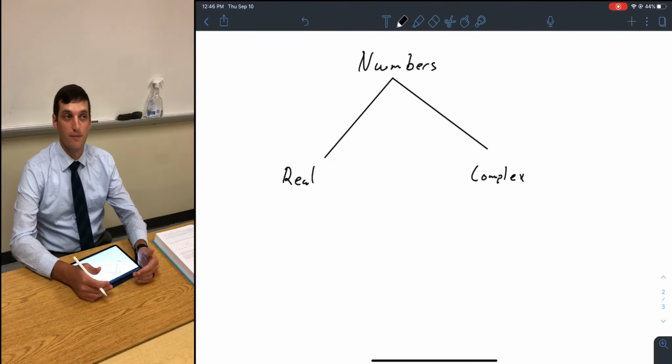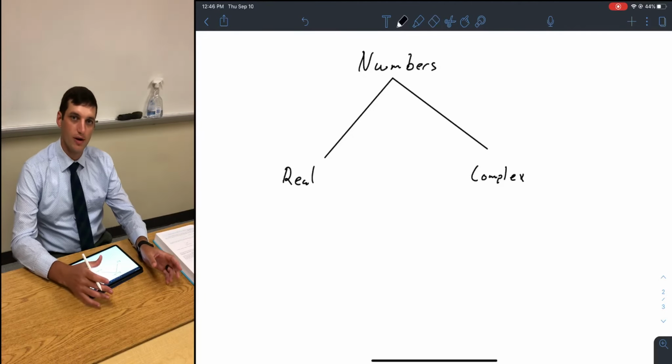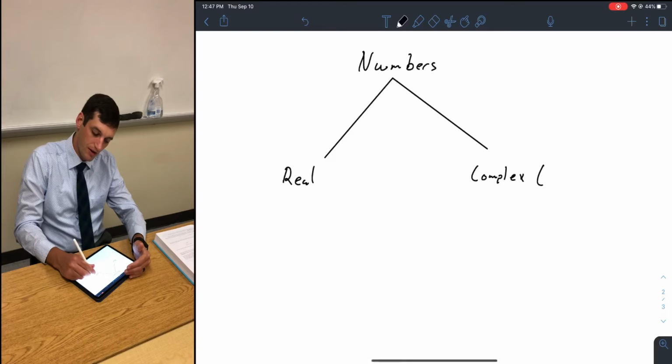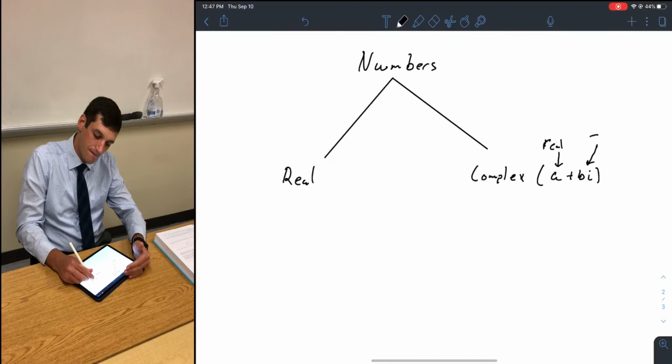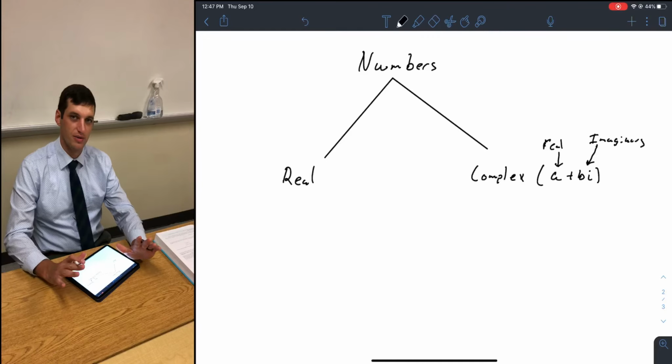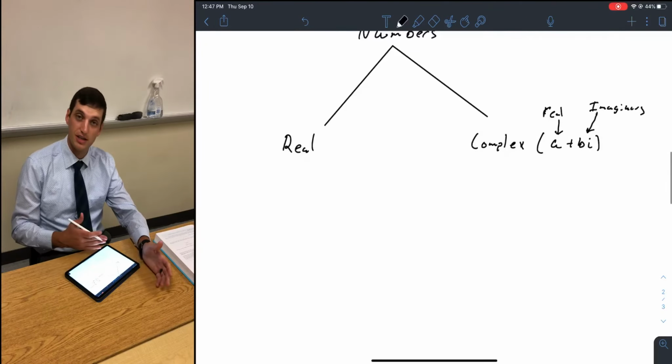Complex numbers. Now, there is a real part to a complex number and there is an imaginary part. So I'm just going to write over here a plus bi, and I'm going to draw a line here saying that this is real and this is imaginary. But we're going to get into those numbers later. We're not going to deal with them right now. So let's look at the real numbers.